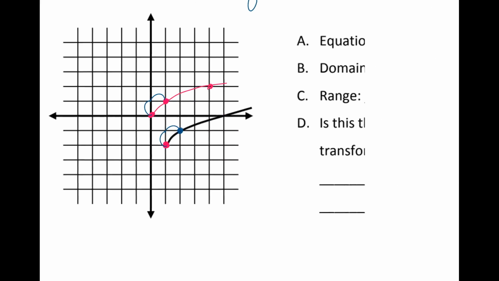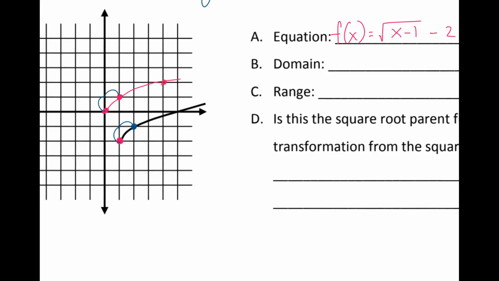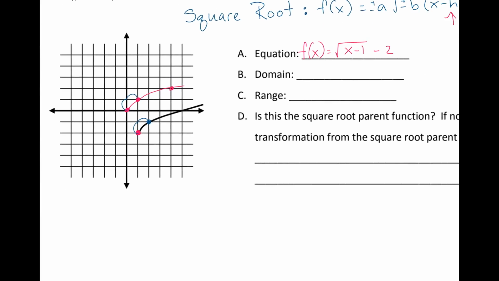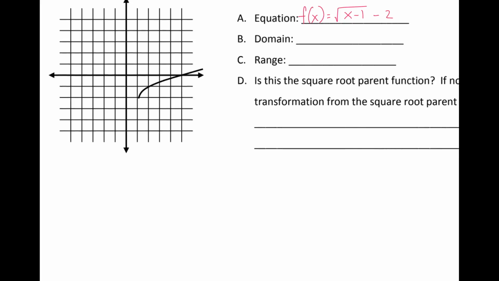All right. So that is our function right there. Square root of x minus 1 minus 2. Now here's where everyone's been struggling. Where is my domain? Domain is what values? X values.